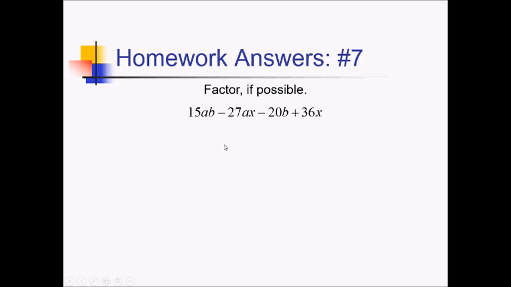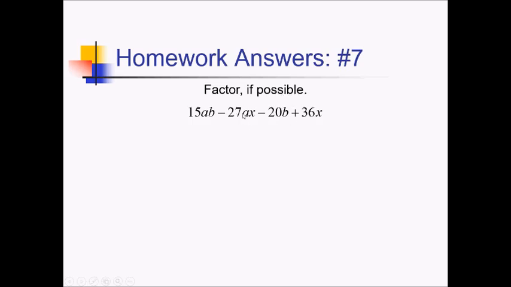For this problem, we're trying to factor this expression. Since I have 4 terms, I'm going to see if I can do grouping for this one. Let me look at my ratios of my first 2 and my last 2 terms. For the first 2, we have a 15 to 27 ratio. That reduces by 3s to be 5 over 9. If we look at the next 2, we have a 20 to 36 ratio. You can reduce those by 4 to be also 5 over 9.